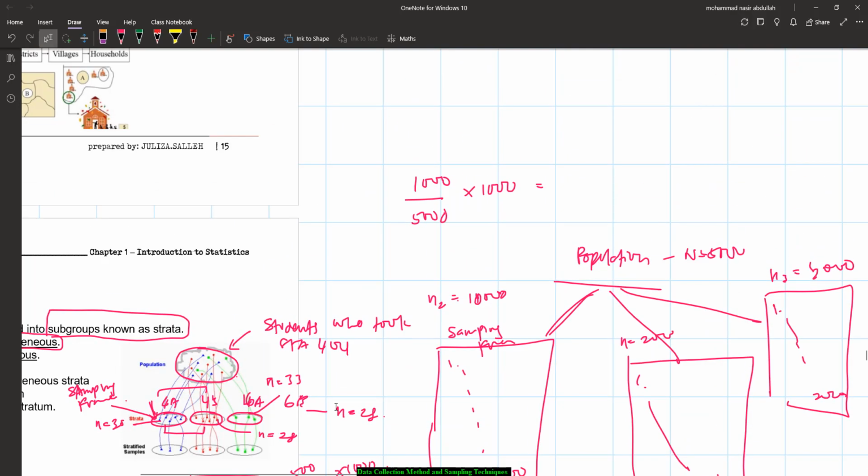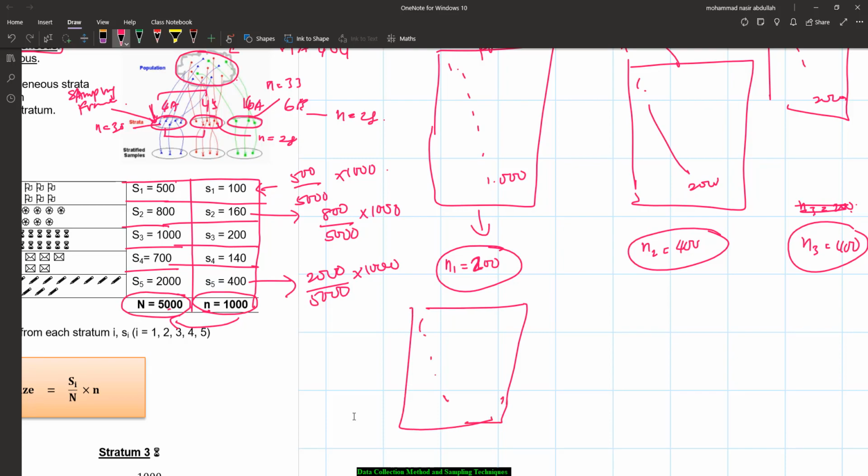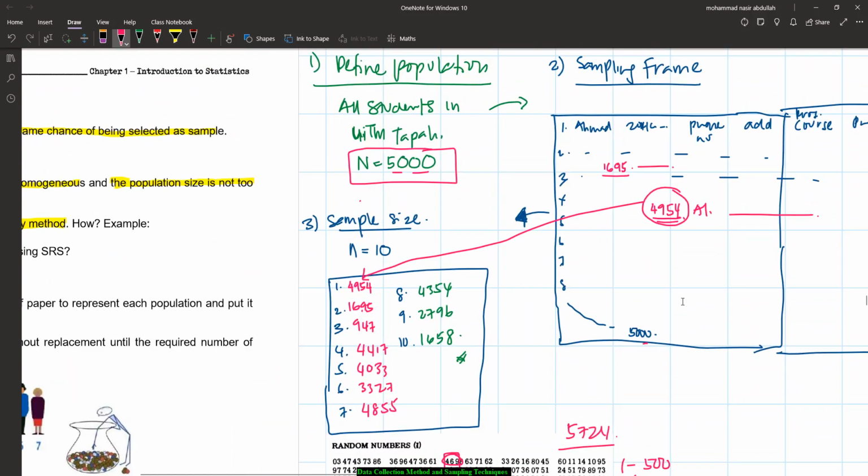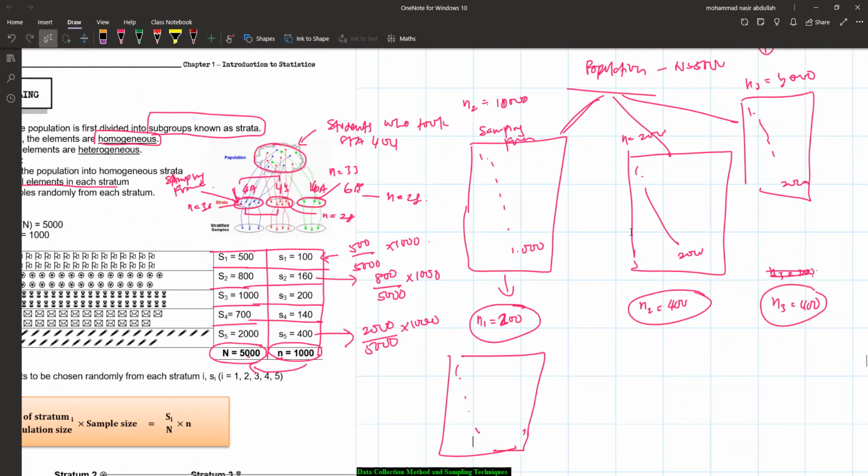For this one, 2,000 divided by 5,000, multiplied by the 1,000 that we want to take. So 2,000, 1,000, 5,000, this one should be 400. This one is the same calculation, so N3 is also 400. So to select 200 sampling units, we employ a simple random sampling method. The process is the same, but the process before that differs slightly because we divide the population into groups. Can you understand what I am saying?